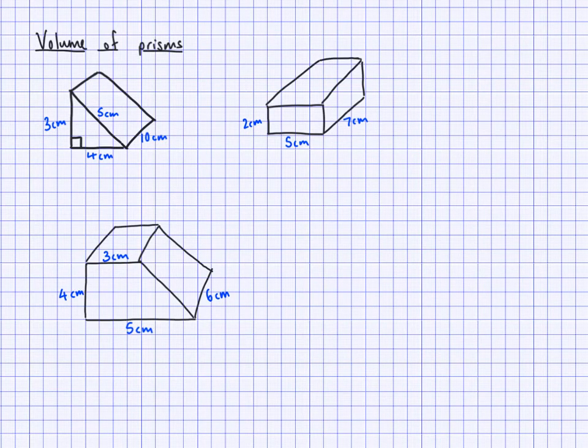We're going to look at volume of prisms now. I have 3 prisms here. This is a triangular prism. This is a cuboid, which is also a prism. And this is a trapezium-faced prism.